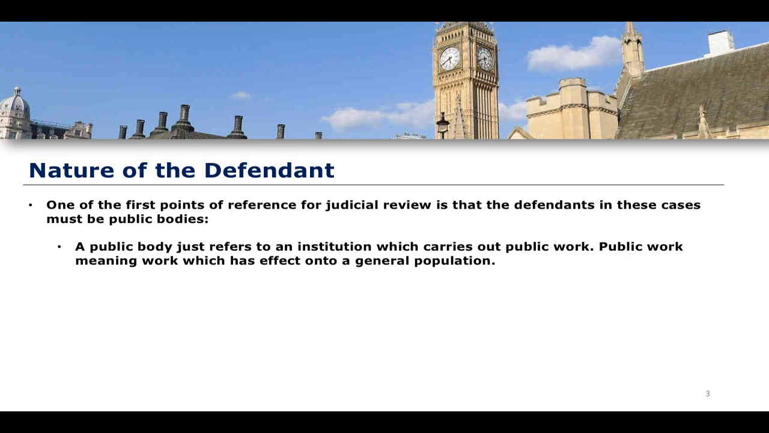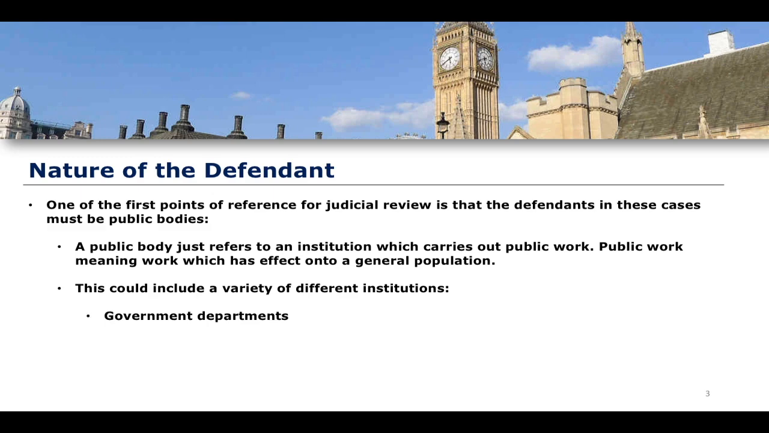Public work generally refers to work which has an effect on a general population. It doesn't necessarily have to be the general population in its entirety. It could be a specific subset of the general population. It could include a variety of different institutions.